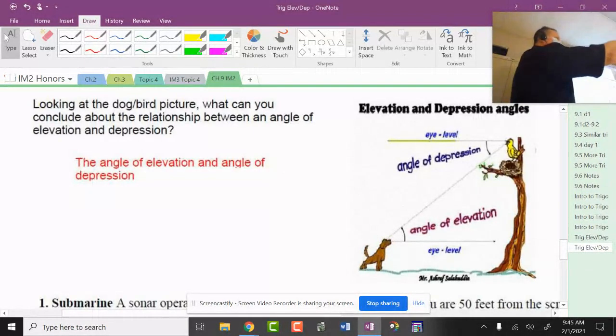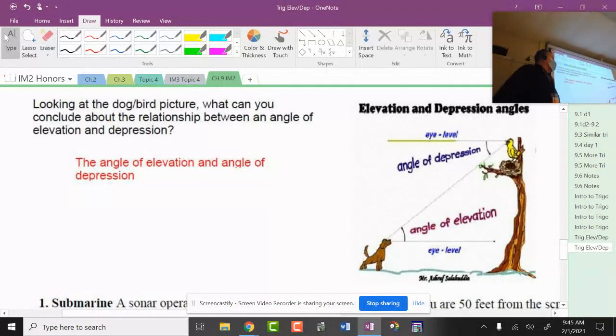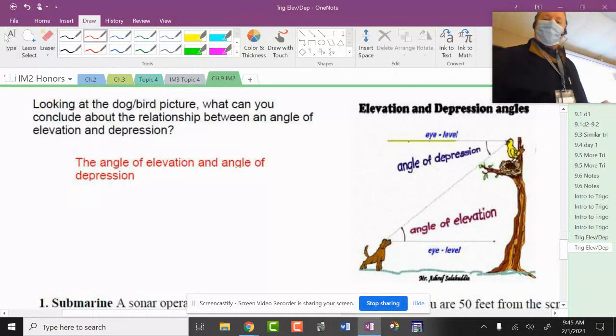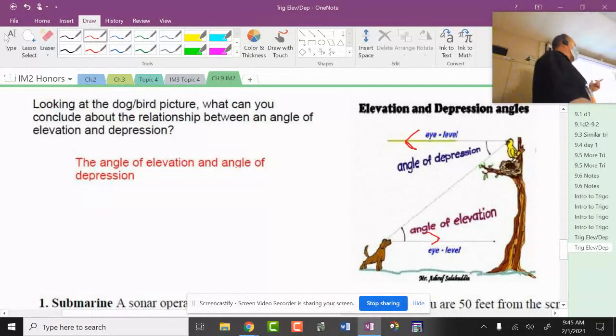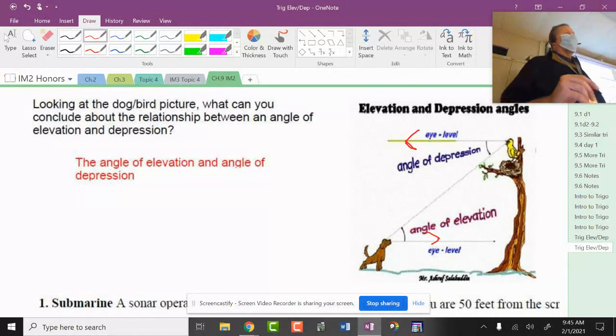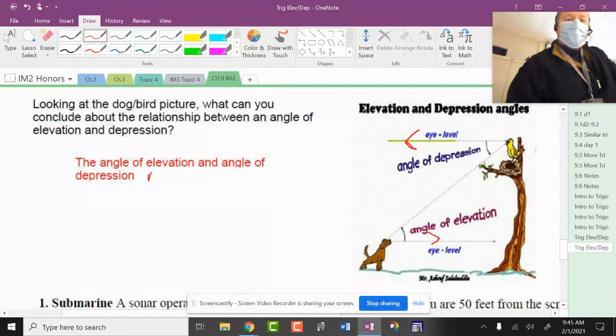Let's have someone else answer that. How do I know they're congruent? There's a reason that we've already tested you on. Yes? Boom shakalaka. Obviously, those two horizontal lines are parallel, right? So if the lines are parallel, when cut by a transversal, that's the line of sights. The line of sights are the transversal. Then the alternate interior angles are congruent. So the angle of elevation and angle of depression are congruent.